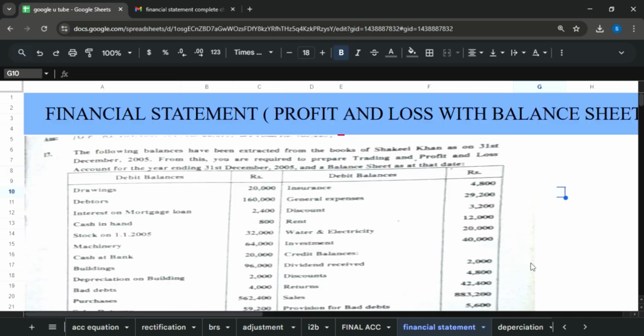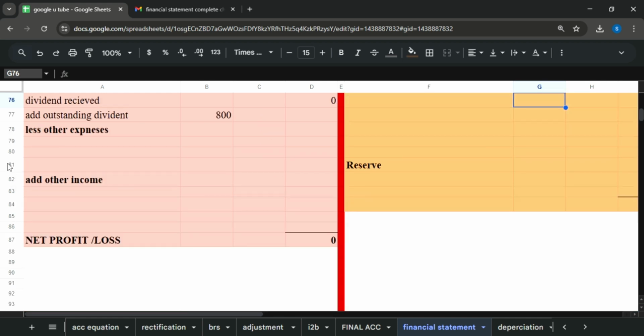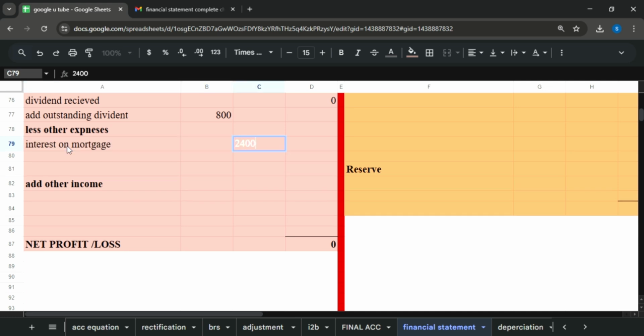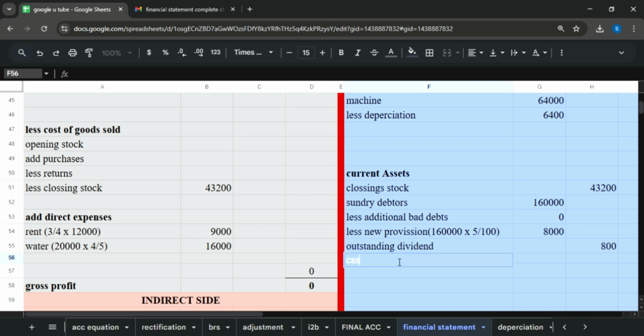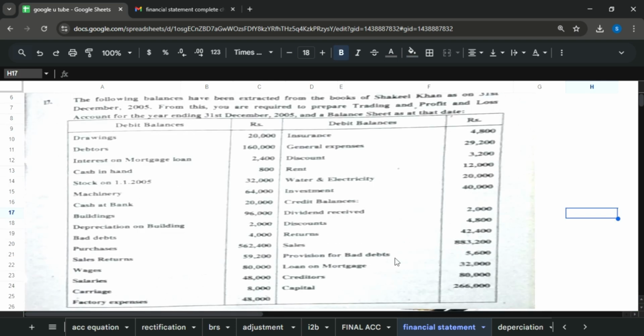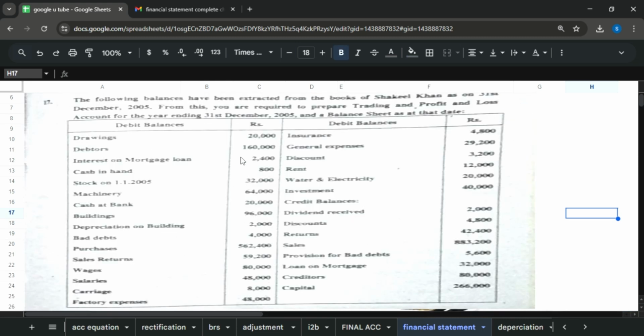Look at this. After debtors we have interest on mortgage loan. Secondly, you will have to see if mortgage loan is present. Look at this, loan on mortgage 72,000, interest on mortgage 2,400, which is your other expense. Here you will write interest on mortgage which is 2,400. Since it's not in adjustment, we will be having a single effect. Cash in hand, your current asset. Here you will mention cash in hand, amount of which is mentioned over here, 800. Again 800, that's a little surprising. Outstanding dividend is also 800 and cash in hand is also 800.